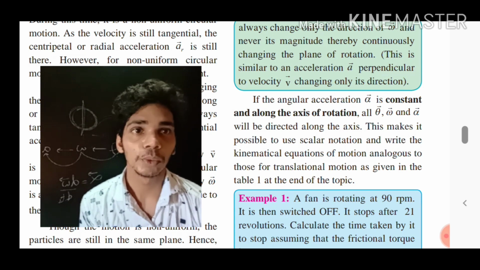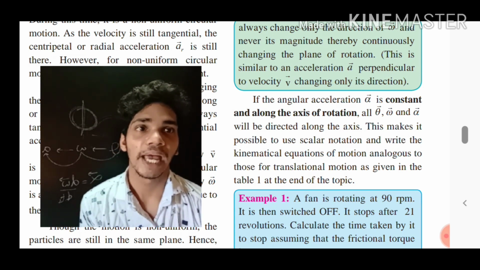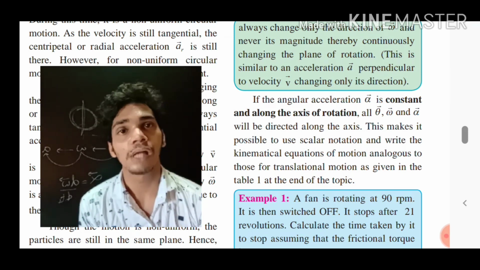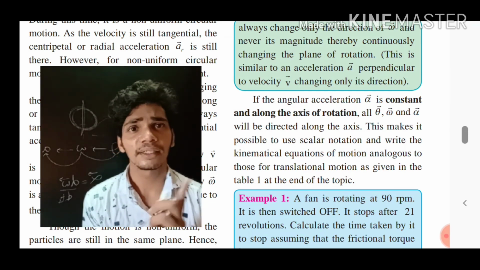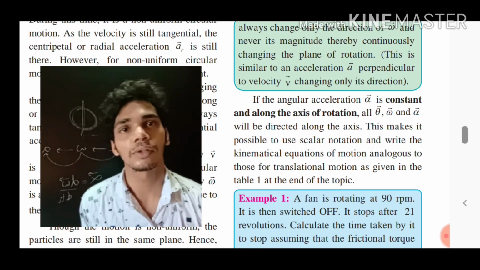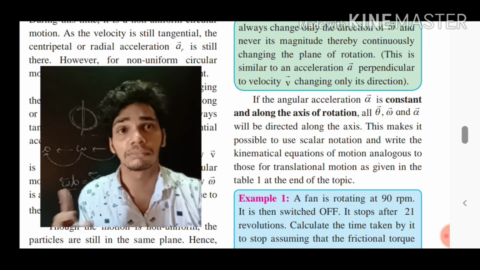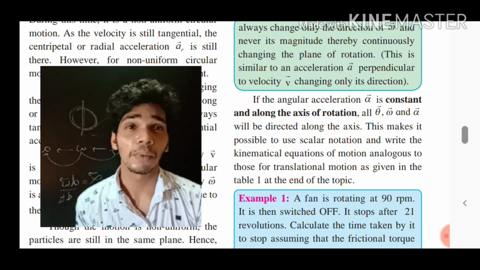This makes it possible to use the scalar notation and write the kinematic equations of motion analogous to those of translational motion. So whenever the directions are the same, we are going to use a linear equation. What is there in a linear equation? Scalar quantity. Scalar quantity is what? The magnitudes we are going to use. We are not concerned about the direction over here.